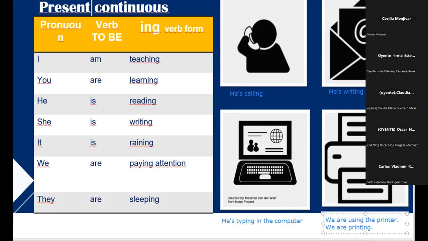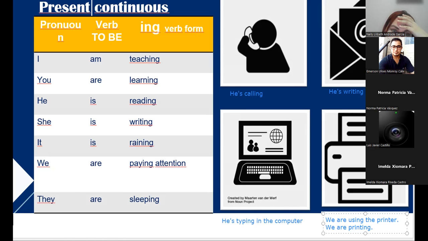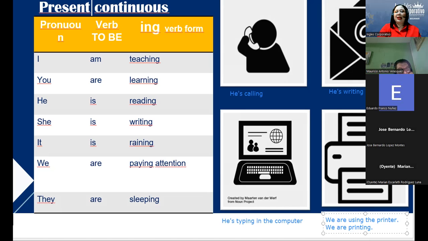Now, for the negative form, what do we do? What do we do for the negative form? ¿Qué le faltaría para hacer el negativo? Nothing. Exactly. The word not, okay? You are not. It's not. She is not. It is not. ¿Y esta cómo sería?